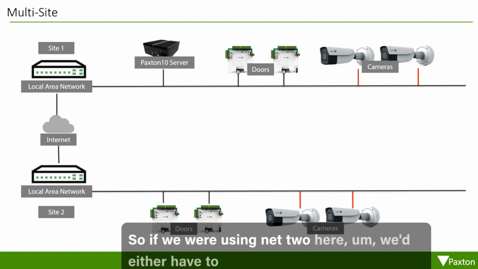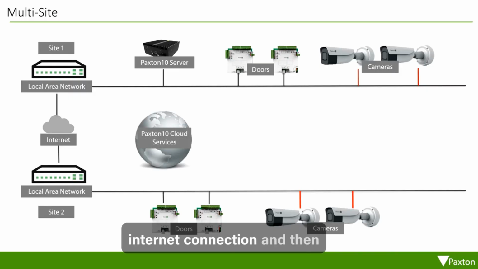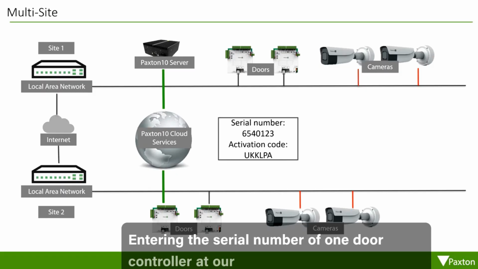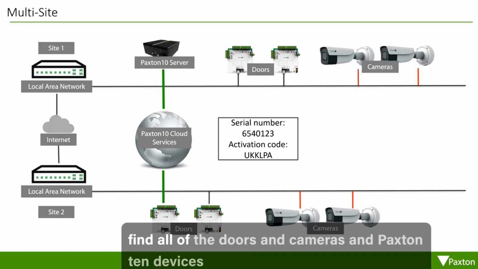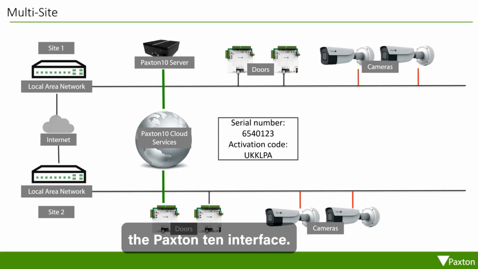So if we were using Net2 here, we'd either have to have two separate databases, or we'd have to run Net2 in a virtual environment. With Paxton 10, however, all we need is an internet connection, and then using the Paxton 10 cloud service, entering the serial number of one door controller at our Eastbourne site, it'll use that as a discovery agent to find all of the doors and cameras and Paxton 10 devices that are on that network. It will give us an activation code, which we can enter into the Paxton 10 interface.